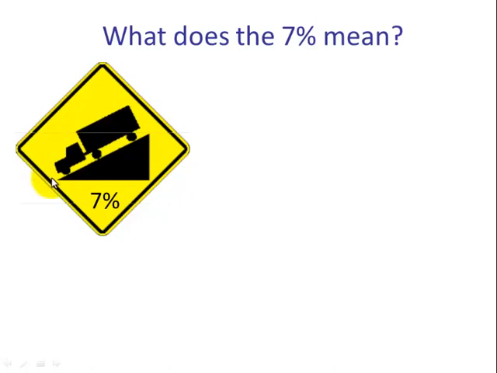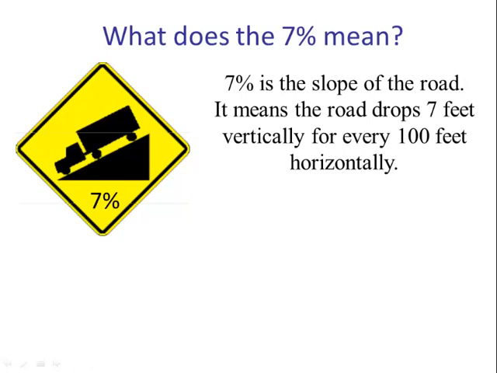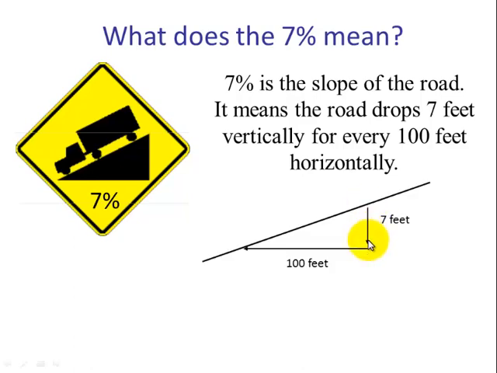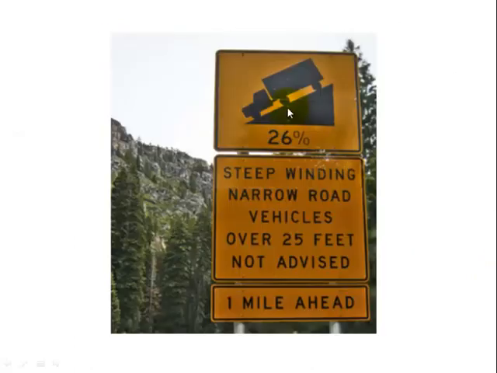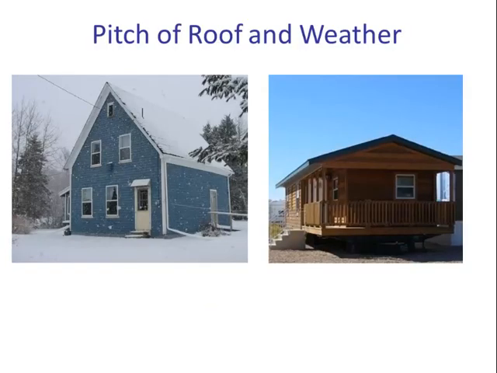If you ever see this highway sign, what does the 7% mean? The 7% is what we call the slope of the road. It means the road drops 7 feet vertically for every 100 feet horizontally. The vertical is 7, the horizontal is 100. So slope is the steepness of the line. Here's an example. The slope of this road is 26%, which means the vertical change is 26 feet for every 100 feet horizontally.